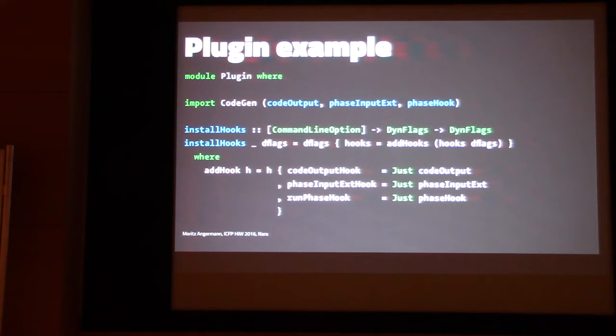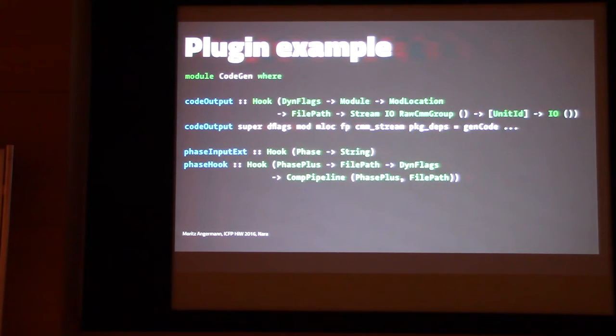So if you have one of these plugins, and you do install your hooks and basically provide your own code output function and your own phase input extension hook and your run phase hook, then you basically have this code output function where you get this super, where you could potentially refer to anything that was, and this allows you to decorate the code output. If you want to do pre-passes before you actually run the original function, or post-passes to change arguments or do some other transformation you might want. Or you could basically replace it completely.